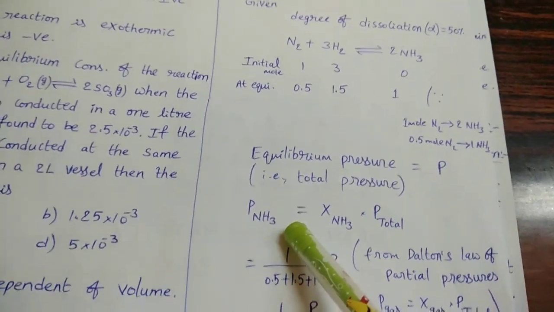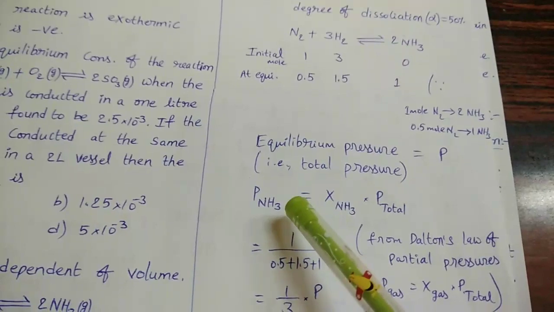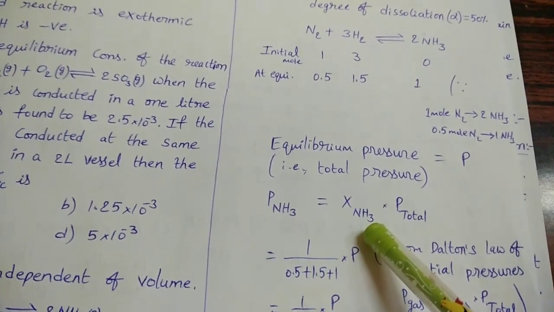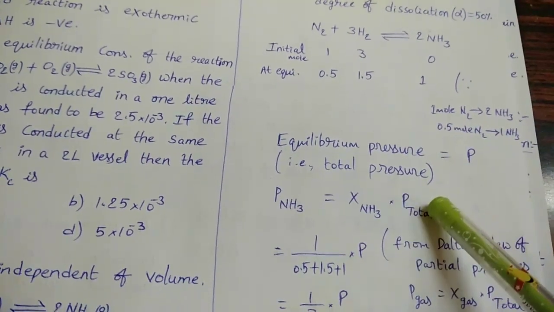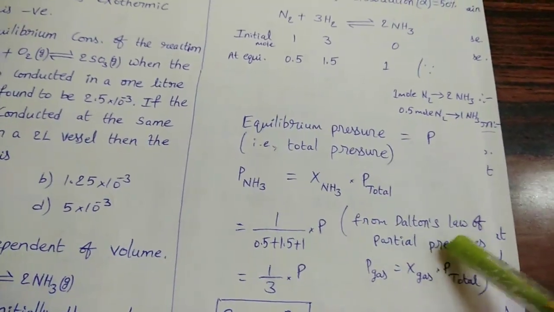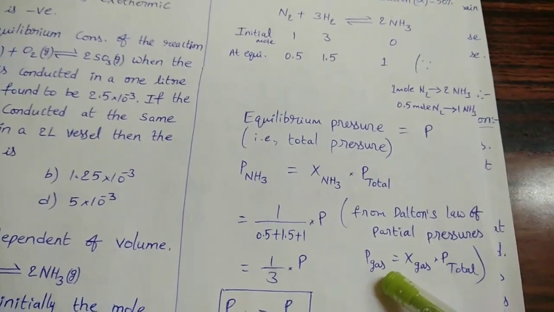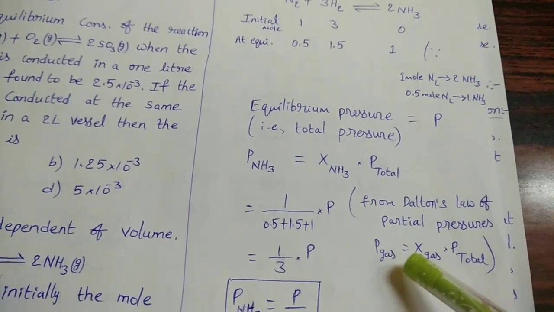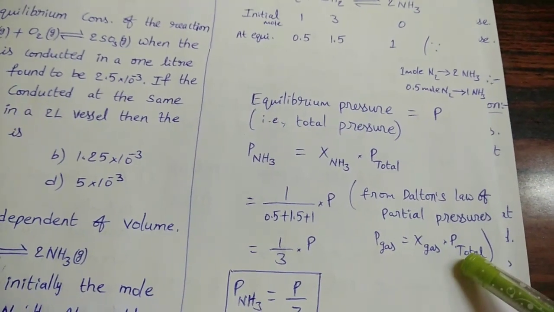Already we know that partial pressure of ammonia equals mole fraction of ammonia times total pressure. This relation we can get from Dalton's law of partial pressures: partial pressure of the gas equals mole fraction of the gas times total pressure.